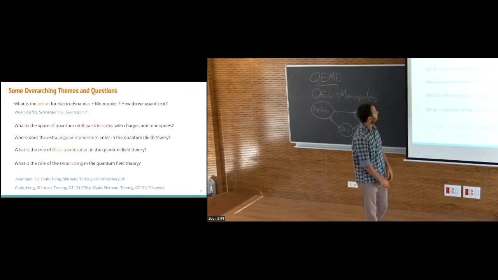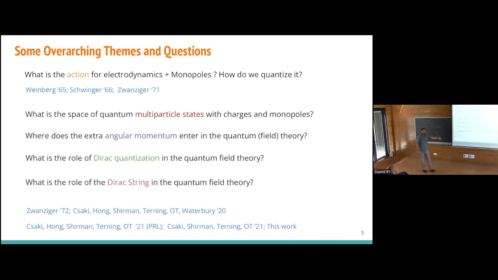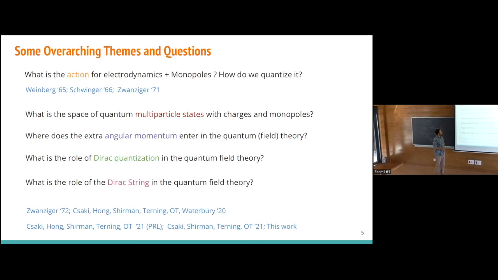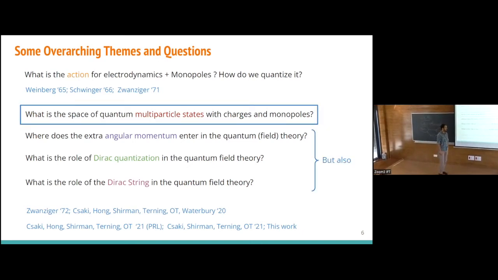Good. All right. So these are kind of overarching questions of the line of research that we did. This is a group of friends and collaborators, especially Chava, who's sitting here, John Turning, and many others. And what we asked specifically is, what is the space of quantum multiparticle states that involve charges and monopoles? Following historic work by Zwanziger, that was a great reference for our work. And in particular, these sub-questions appeared here.